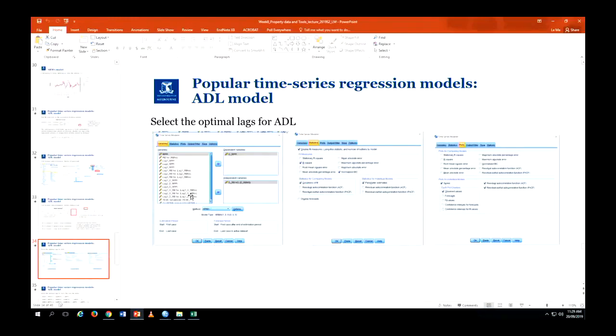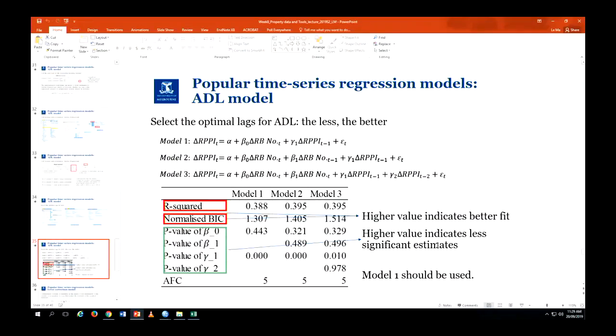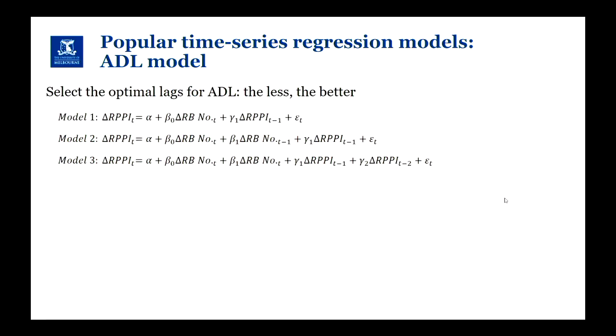Then the next step is how many lags we should include, and which lags we should include. This is, I think, the most complicated, or maybe not complicated but very time-consuming, step in time series analysis, where we have to choose the optimal lags for the ADL model. Again, basically we can run the model several times. Maybe we can start from this one. We run model 1, which includes only the lag of changes in house price, one lag.